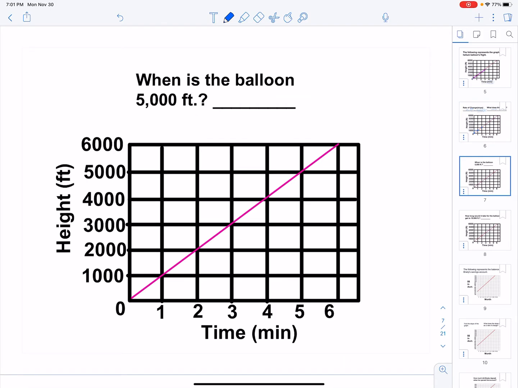So when's it going to be at 5,000 feet? Well, from this graph, we can come up here to 5,000 feet. We can go across, and it's going to take how long to get there? It's going to take 5 minutes.